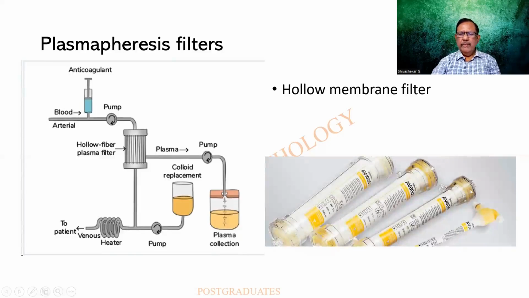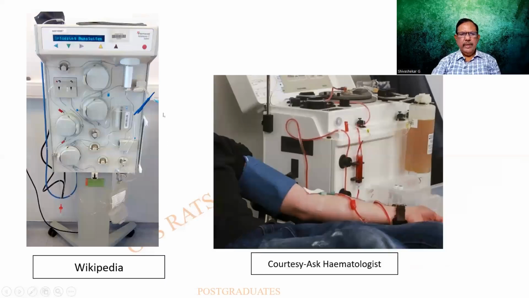These are the filters which are being used for plasmapheresis. This almost looks like a dialysis machine, thanks to Wikipedia. And look at this. There has to be a dual line and it has to be wide bore so that there is no hemolysis during the procedure. As a hematologist, one of the good sources.